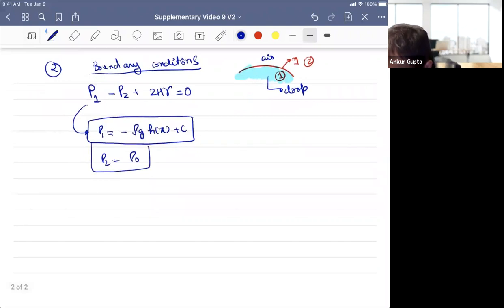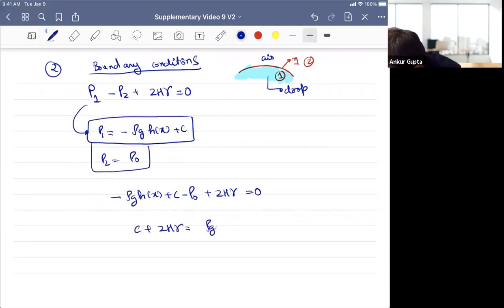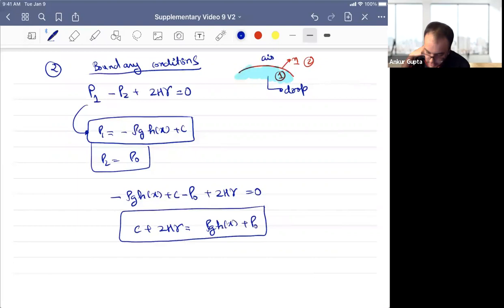So that's what we get. Let's just write this down: minus rho G H of X plus C minus P naught plus 2H gamma is equal to 0, or C plus 2H gamma is rho G H of X plus P naught. Okay, so this is our equation now, where we have some interfacial tension, some curvature force. Recall that this is known as capillary pressure.